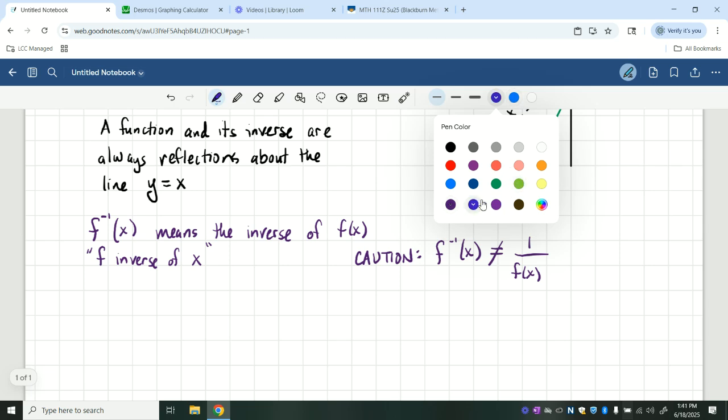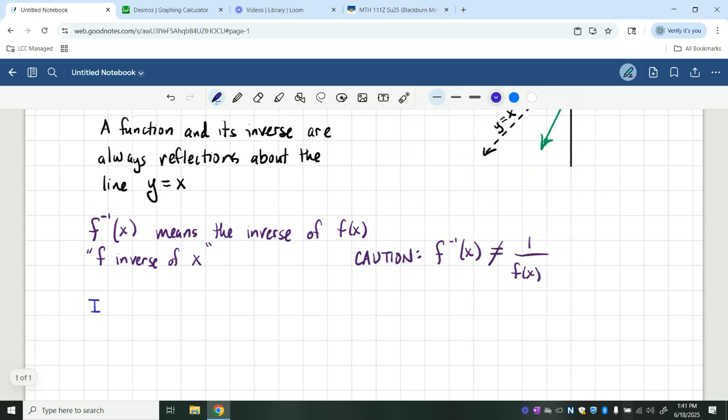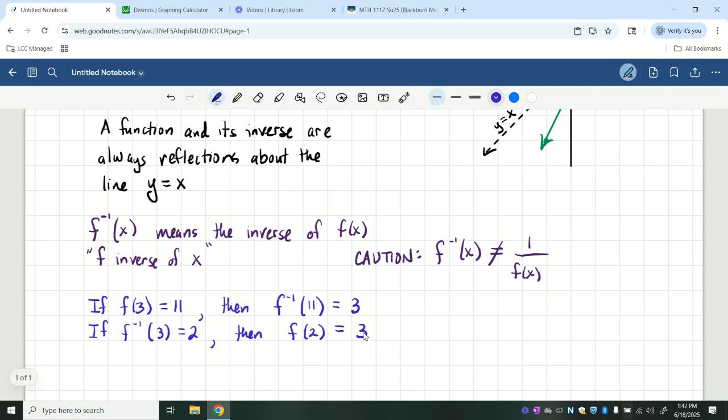Alrighty. So, if f of 3 equals 11, then we could safely say that f inverse of 11 equals 3. Because the output of the f function becomes the input of the f inverse, and vice versa. Another thing we can say is if f inverse of 3 equals 2, then f of 2 equals 3.